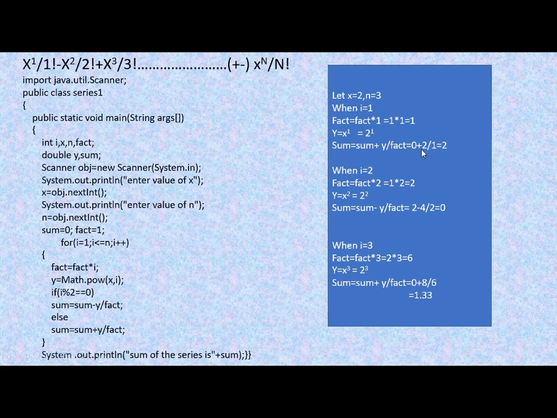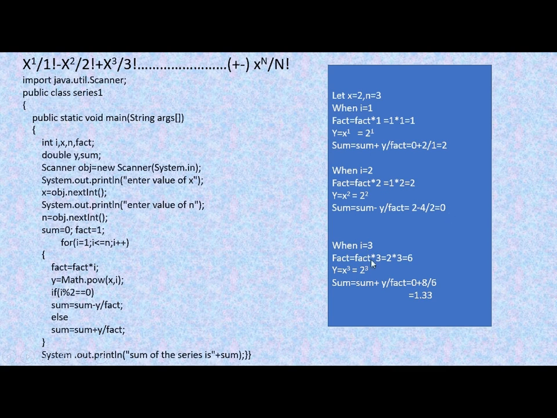So here we will get 0 plus 2 by 1, that is equal to 2. Now when the value of i becomes 2, then sum will be equal to sum minus y by fact. So sum is 2 from here. Now 2 minus, here we got the value of y as 4, so 4 by 2, fact value is 2. So that will be 2 minus 2 equals 0.